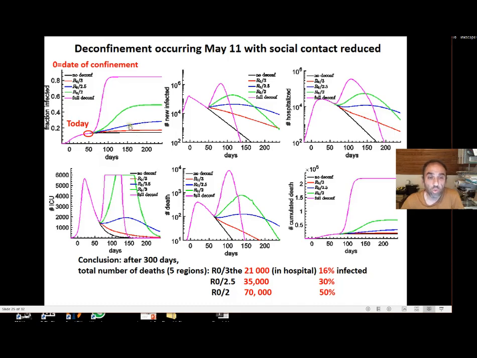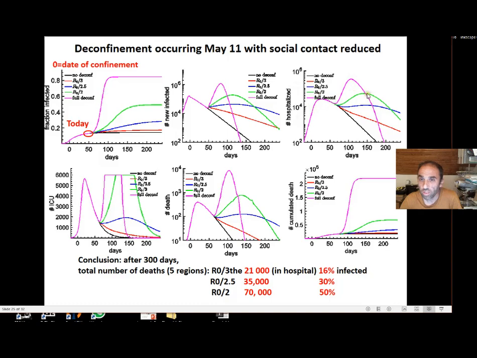R0 divided by 2.5, you can start to see here an increase in the number of people infected. And then we have here the case of R0 divided by 2, which leads here to a sudden large increase of the fraction of people infected. And the consequence you can see on the new number of infected, in the case of hospitalization, we can see here the full deconfinement leads to this huge second peak.